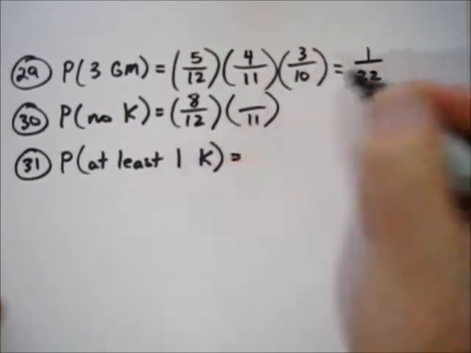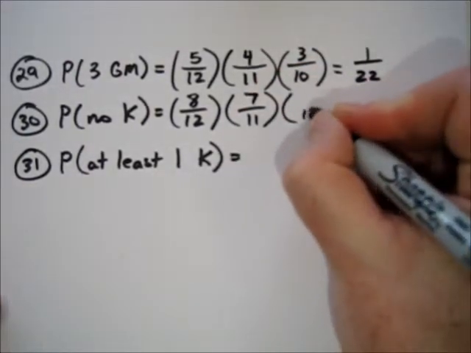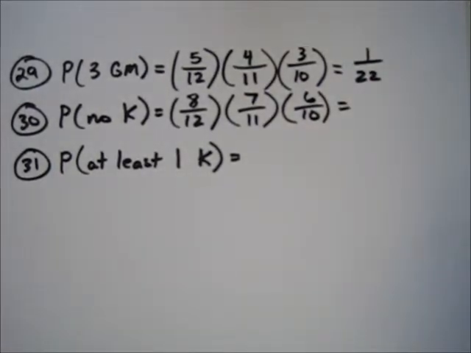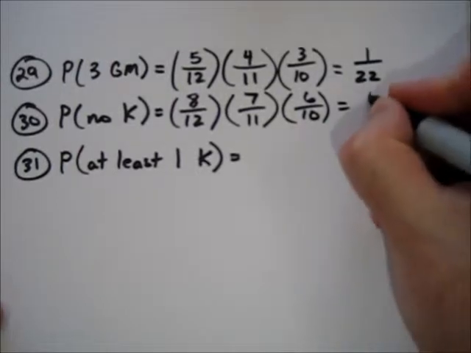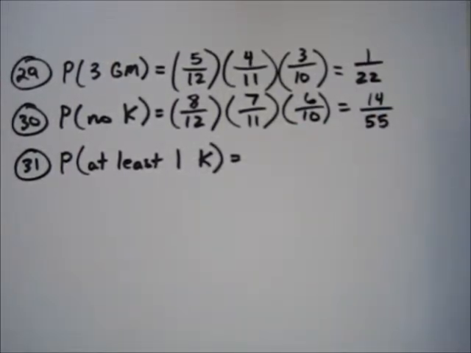Then for her second box, there's 11 left to choose from. 7 of them are not Kellogg's, and then 10 left, where 6 are not Kellogg's. Multiply those all together and reduce, and we get 14 over 55 is the probability that she selects no boxes of Kellogg's cereal. And then problem 31, what's the probability she selects at least 1 box of Kellogg's?